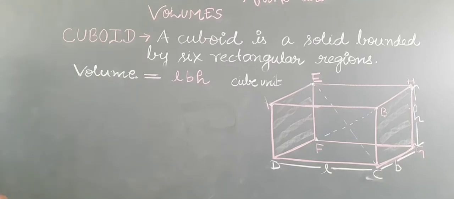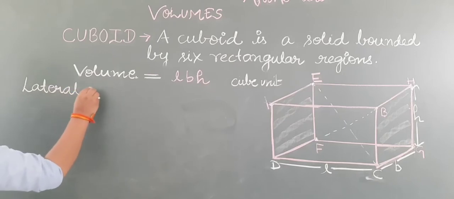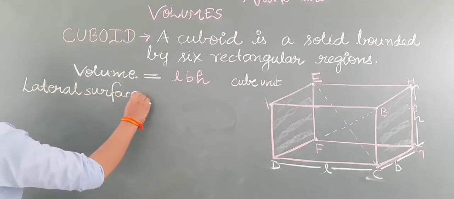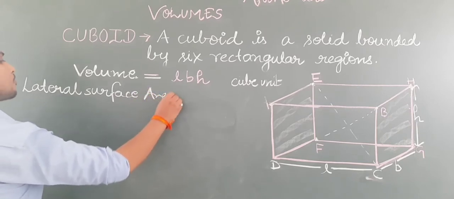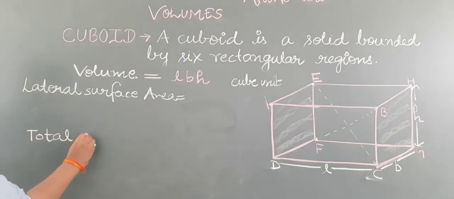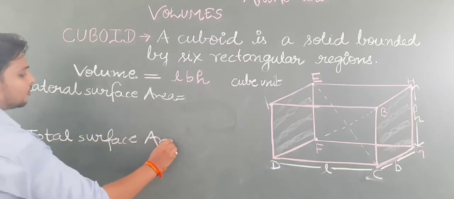Now we will talk about surface areas. Two types of surface areas are there. One is lateral surface area and one is total surface area.